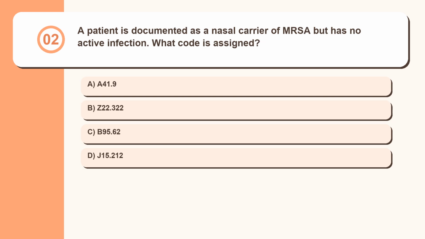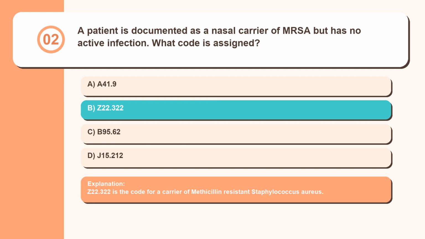Question 2. A patient is documented as a nasal carrier of MRSA but has no active infection. What code is assigned? A41.9, Z22.322, B95.62, J15.212. Z22.322 is the code for a carrier of methicillin-resistant Staphylococcus aureus.